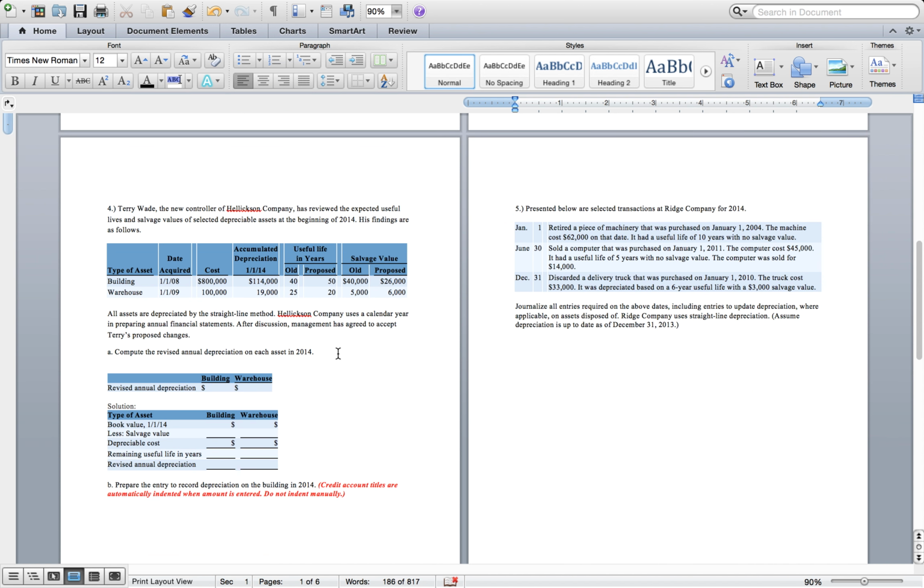All right, let's go to the next one now, number 4. Number 4 says Terry Wade, the new controller of Helixson Company, has reviewed the expected useful life and salvage values of select depreciable assets at the beginning of 2014. His findings are: all assets are depreciated with the straight line method. Use a calendar year. So here we want to revise the depreciation for each one. Okay, so we start with the first one, the building. Its book value.